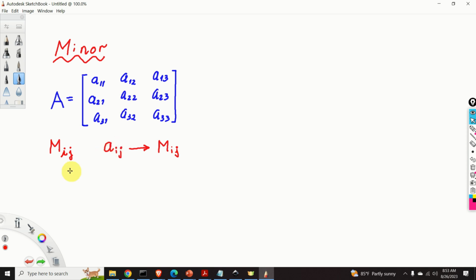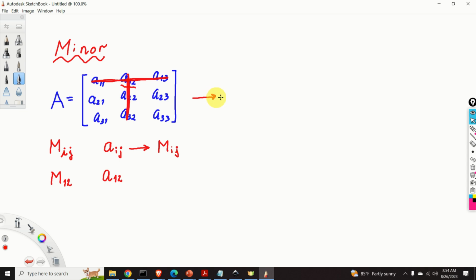Okay, let us see what is the minor M12. This minor is associated with the entry A12. How do we construct this minor? First, we locate the entry A12. Then, we do the following. We simply erase the row and the column to which this entry belongs. In our case, A12 belongs to the row 1 and to the column 2, and we simply erase the first row and the second column.